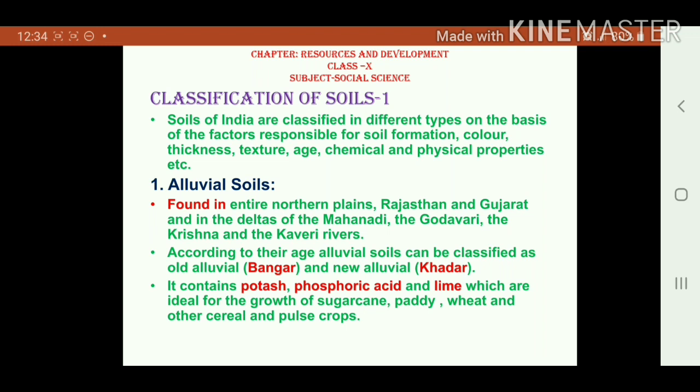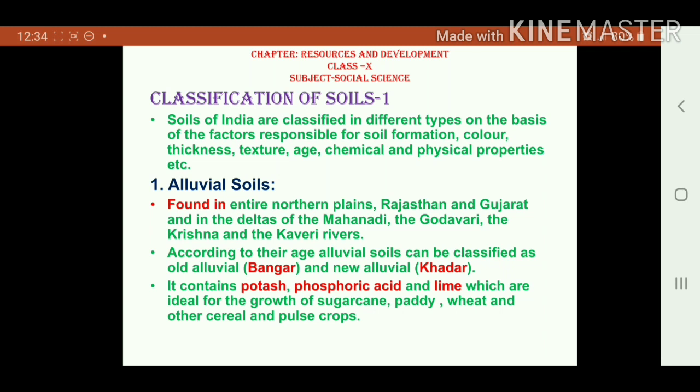According to their age, alluvial soils can be classified as old alluvial soil, which is called Bangar soil, and new alluvial soil, which is called Khadar soil. In old alluvial soil, you will find a high concentration of kankar nodules compared to Khadar. On the other side, Khadar is made of fine particles, which is more fertile than Bangar soil. It means compared to old alluvial soil, the new alluvial soil is more fertile.